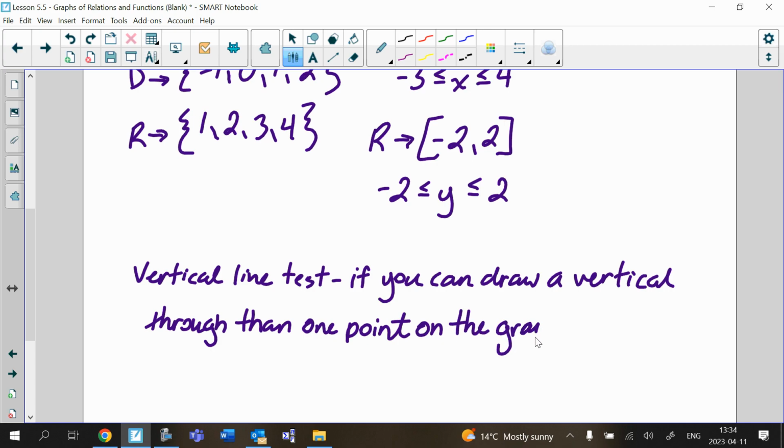Oh, me speak good English. Vertical line test. If you can draw a vertical line through more. Yeah, I know, eh? Come on.